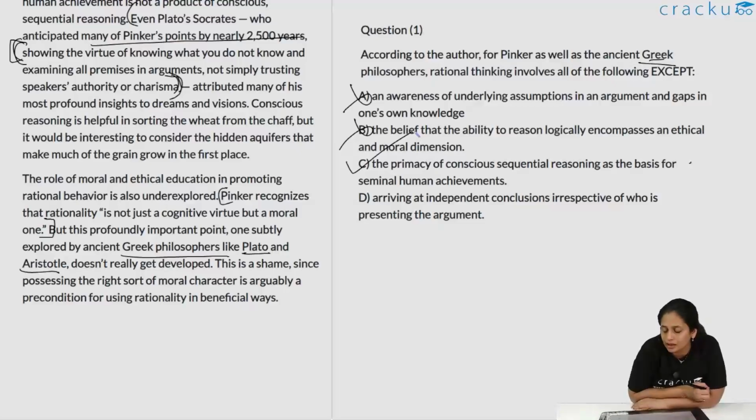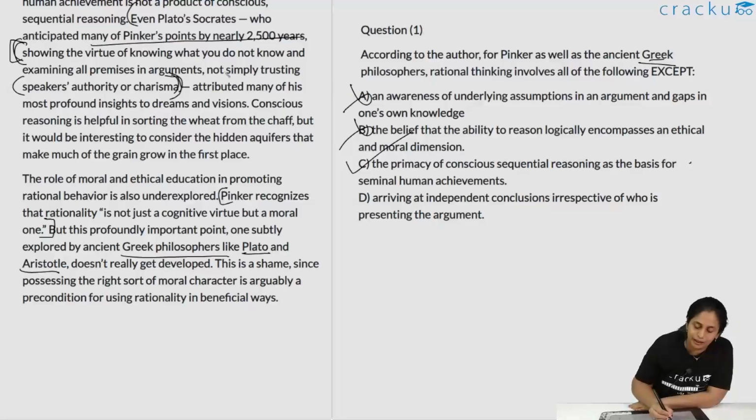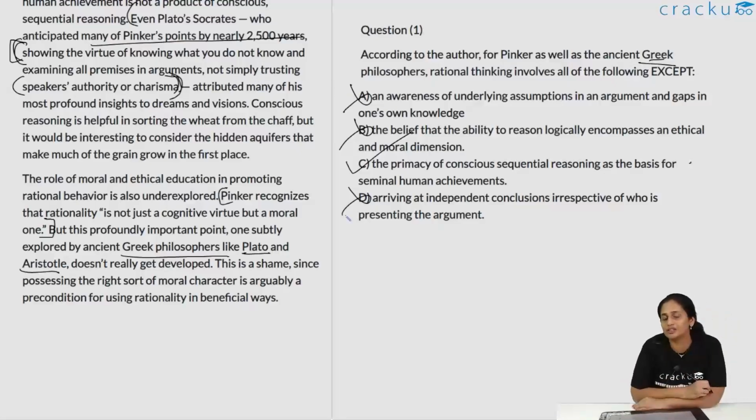Arriving at independent conclusions irrespective of who is presenting the argument. This is over here, not simply trusting speaker's authority or charisma. So this is also directly given, so D also can be eliminated. C is the right answer.